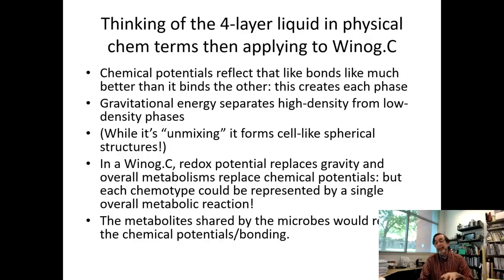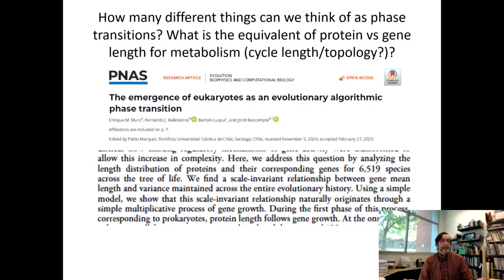So the metabolites shared by the microbes, are they replacing the chemical potentials? Is it the way the cycles fit together? Because those really are circles of reactions rather than an arrow of a reaction, and yet we can talk about them with something like chemical potential. It seems like someone smarter than me is going to have to put that together. Maybe it's you. Who knows?